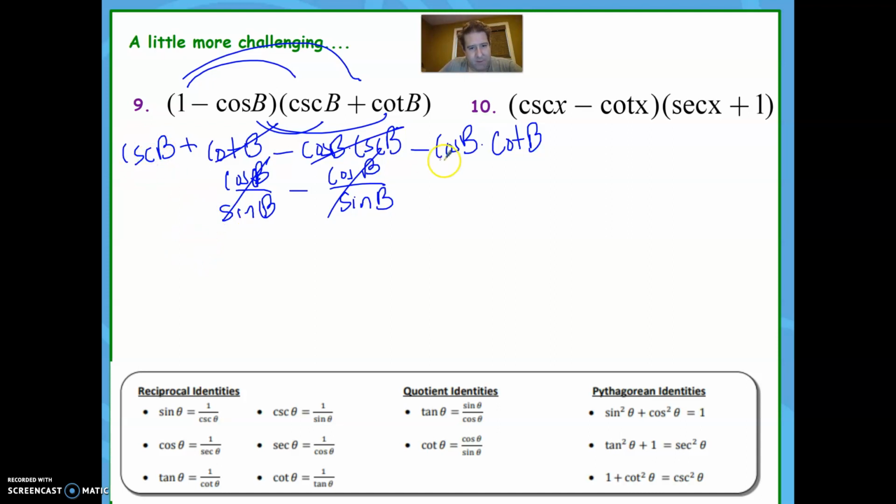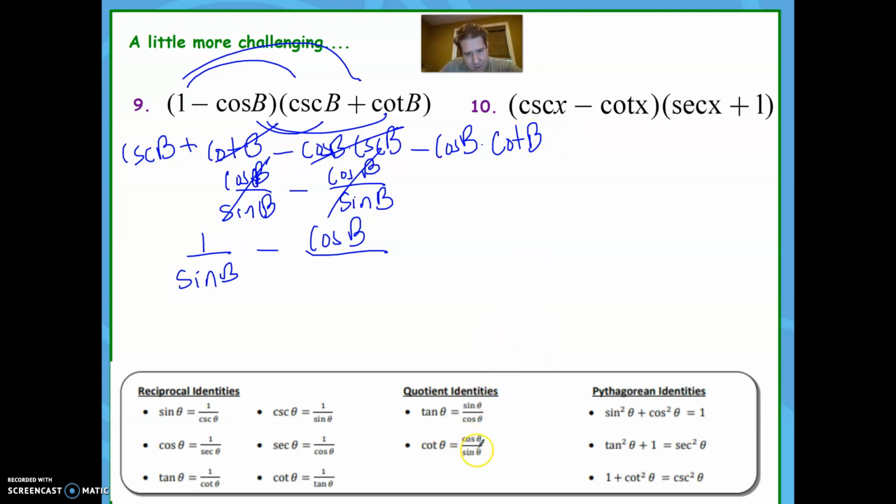So then you're just left with this minus this. Well, cosecant of b is the same thing as 1 over sine of b. I want to try to make everything over sine of b if possible. So I'm going to bring this term down. So this is cosine of b over, now cotangent of b.